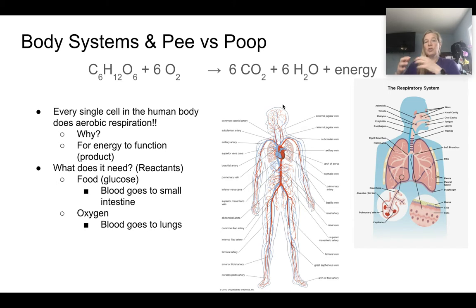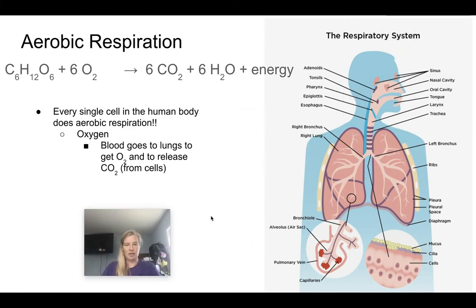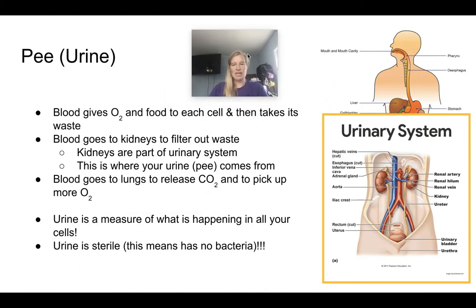And so those nitrogenous wastes, nitrogenous meaning nitrogen-based wastes, go then, and we're going to go to the next slide here. The blood gives the oxygen and food to each cell, and then it takes the waste. The blood goes to the kidneys then. And so in the kidneys, they filter out the waste, this nitrogenous waste. Kidneys are part of the urinary system. The kidneys filter out the waste, and then it accumulates in your bladder. When you get enough of it, you go pee. And that's where your pee or your urine comes from.